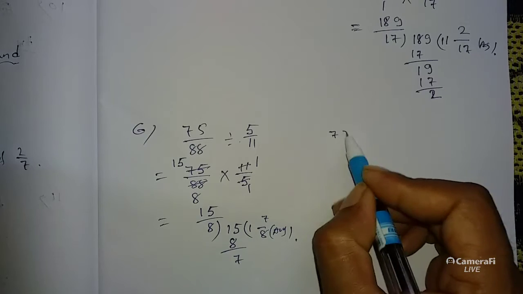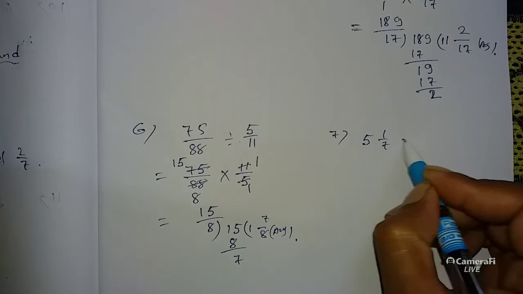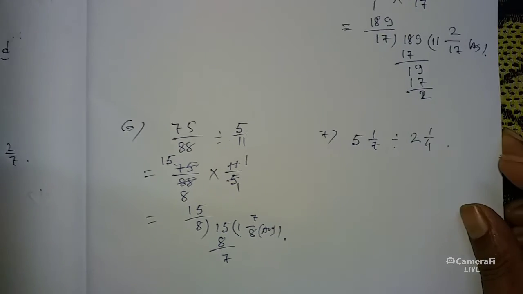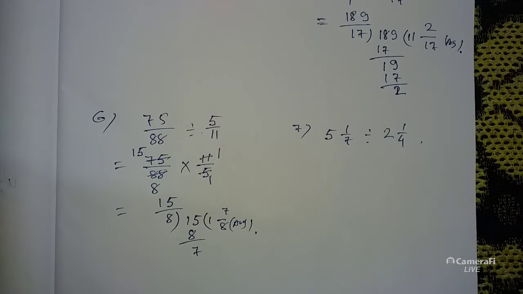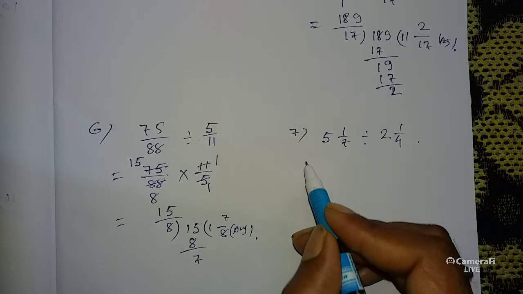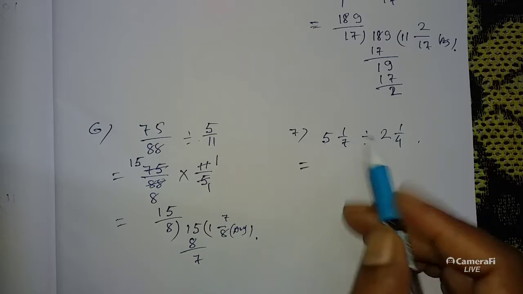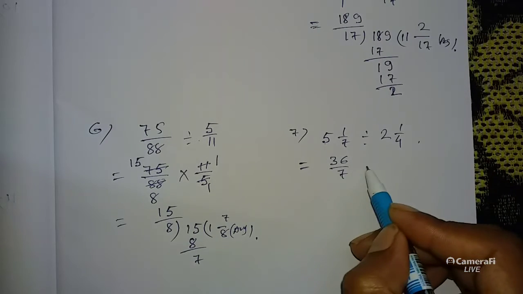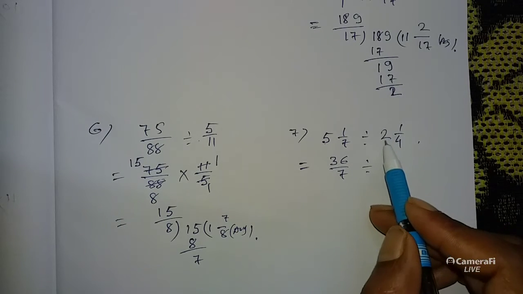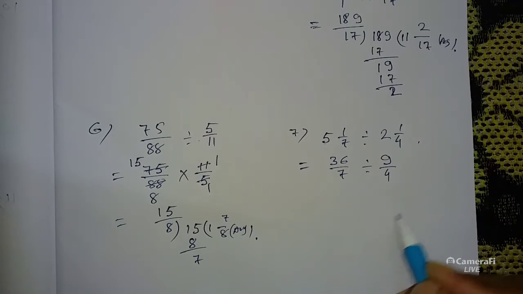Suppose we have to divide this one, 5 whole 1 by 7 divided by 2 whole 1 by 4. In both cases the fractions are mixed fractions. Convert them to improper fractions first. 5 7 is 35 plus 1, 36 by 7. Keep the division sign as it is. Now change the mixed fraction into improper. 4 2 is 8 plus 1, 9 by 4.